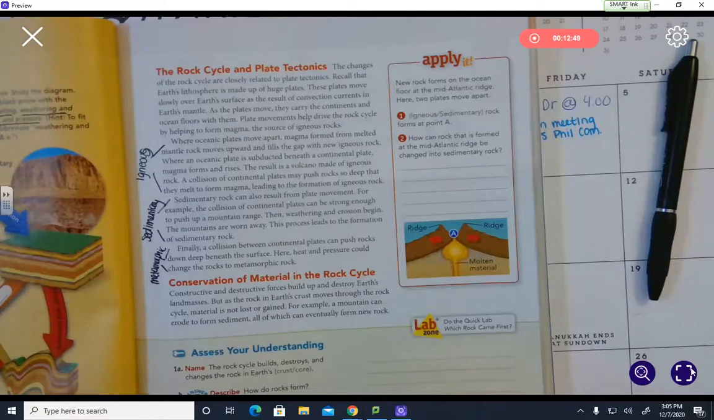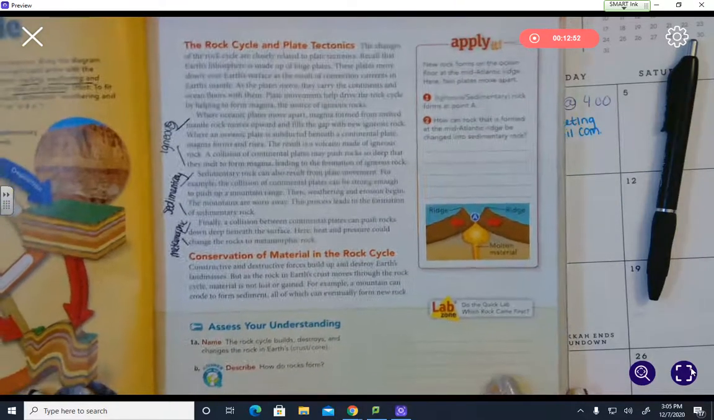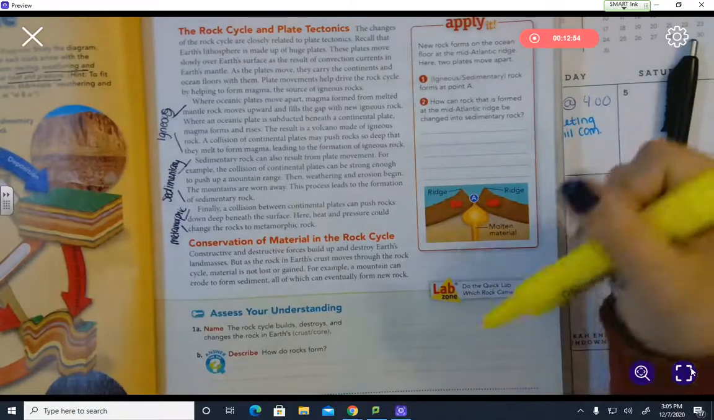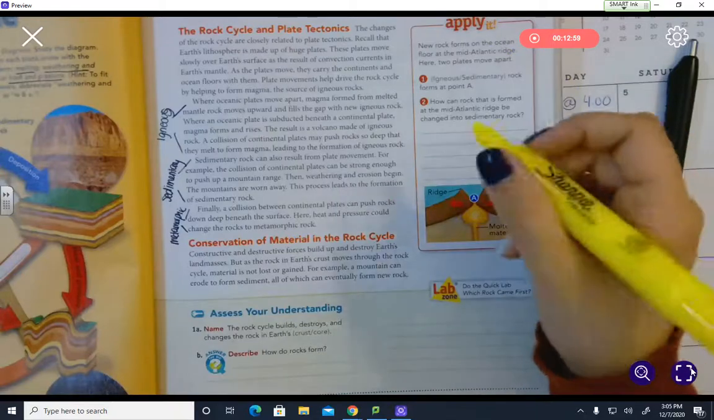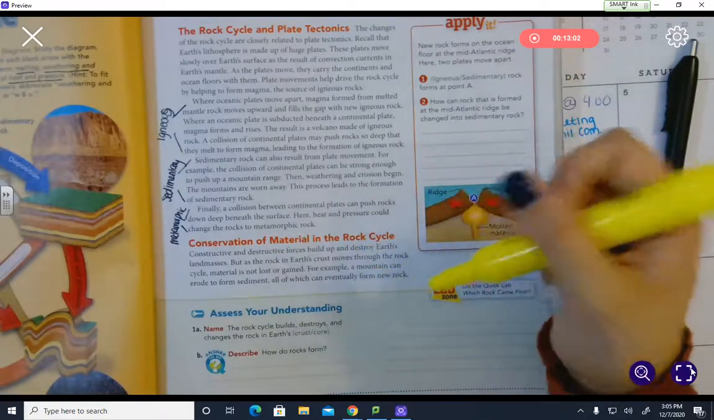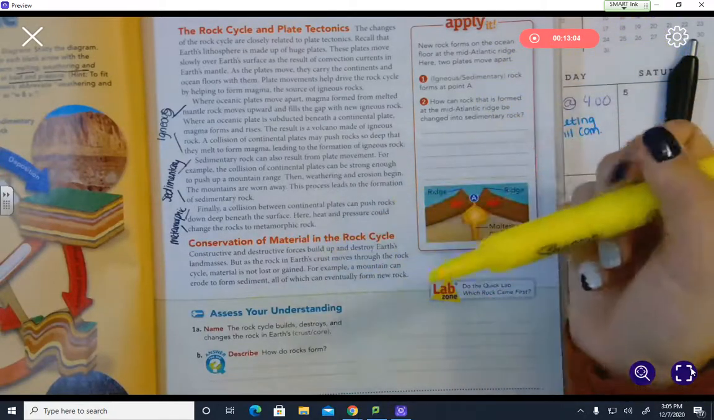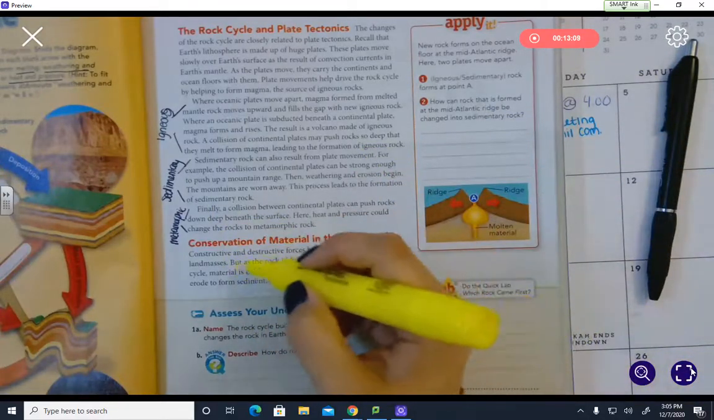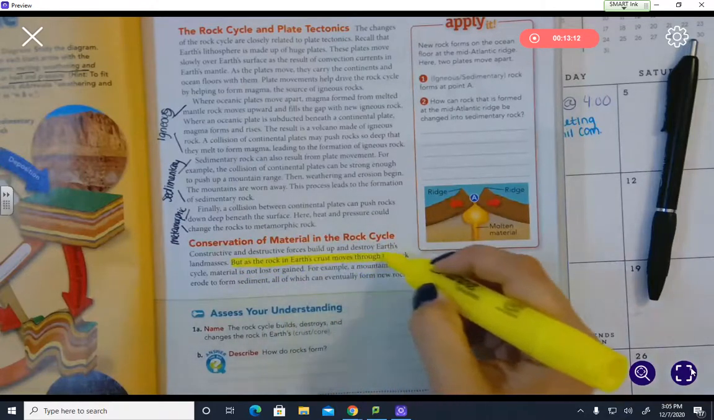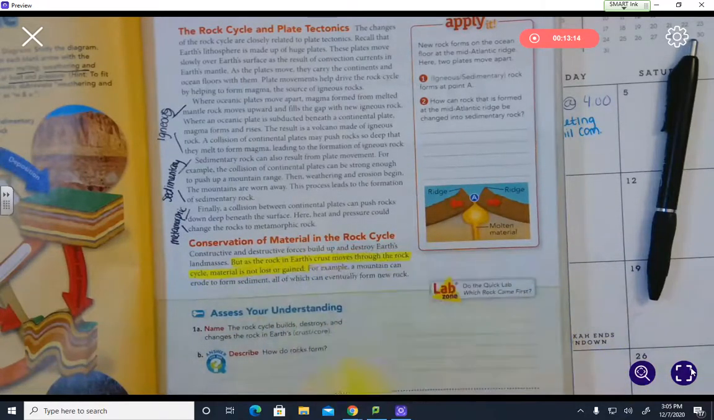And lastly, conservation of material in the rock cycle. Constructive and destructive forces build up and destroy Earth's land masses. But as the rock in Earth's crust move through the rock cycle, material is not lost or gained. I want you to highlight that, because it's important to know that as everything goes through the rock cycle, nothing is lost, nothing is gained. For example, a mountain can erode to form sediment, all of which can eventually form a new rock.